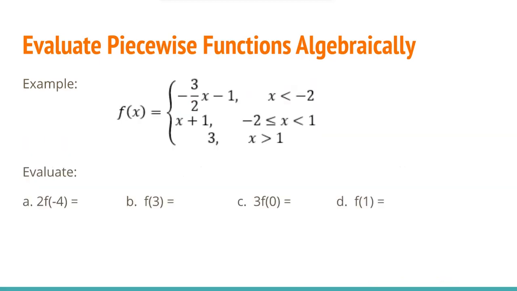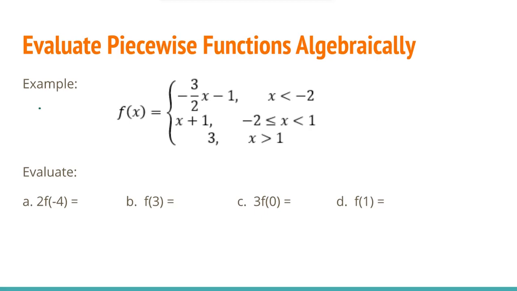Here we have a piecewise function that's got 3 rules. Next to each rule are the x values that tell us when we can use those rules. In the first problem, A, you'll notice that there's a 2 in front of the f of -4. Basically, this is saying find the output when x is equal to -4, and then multiply that output by 2. So here, let's take a look and see what that's going to look like.